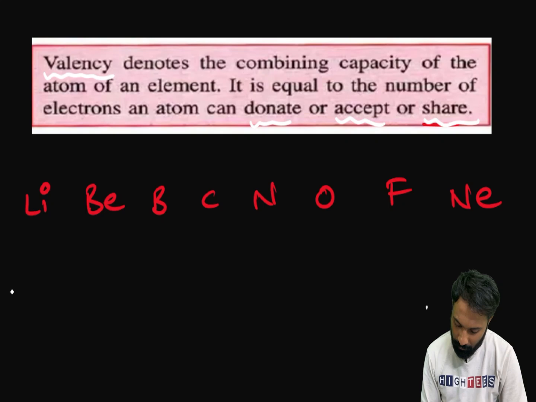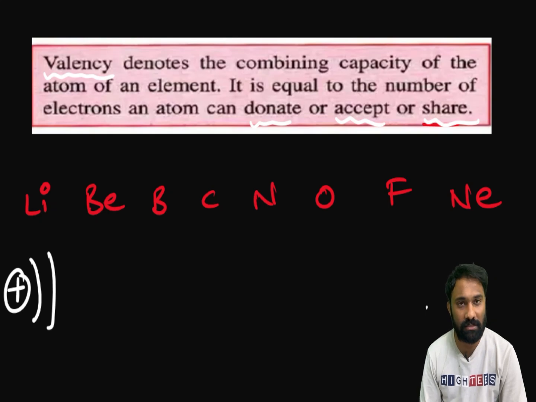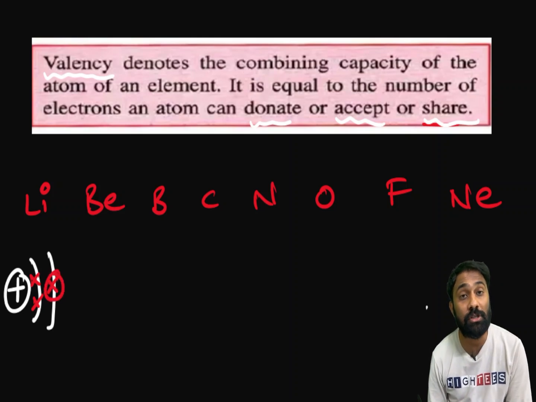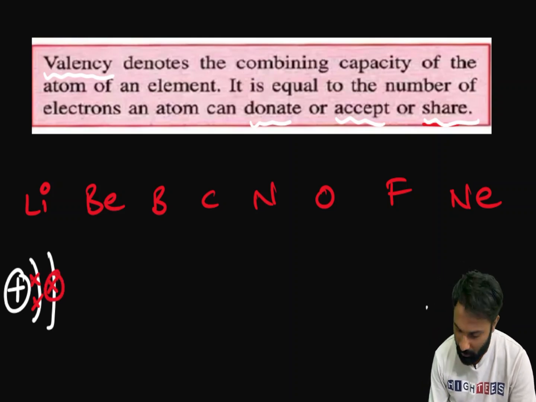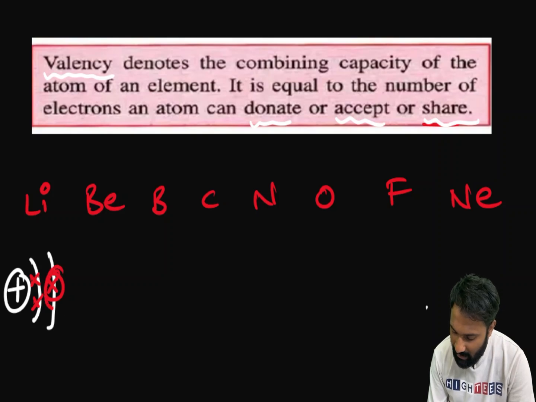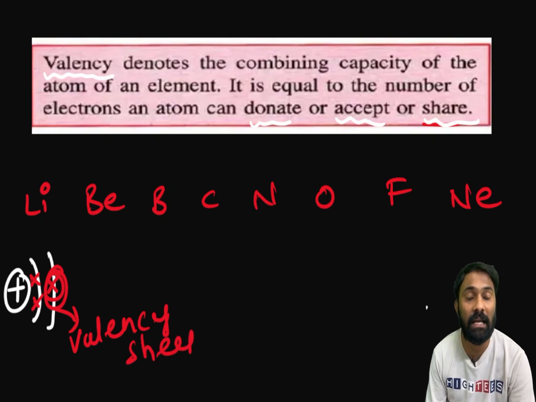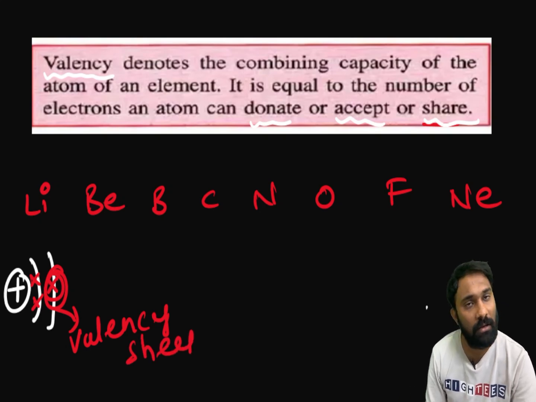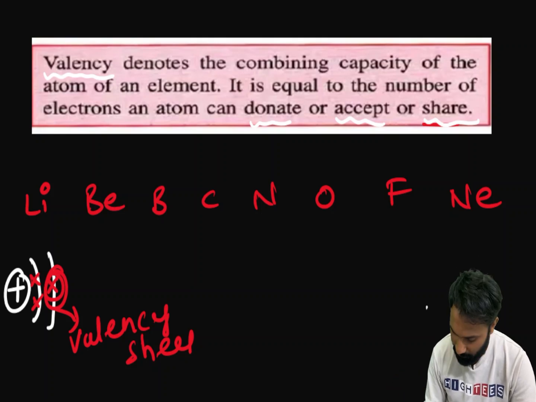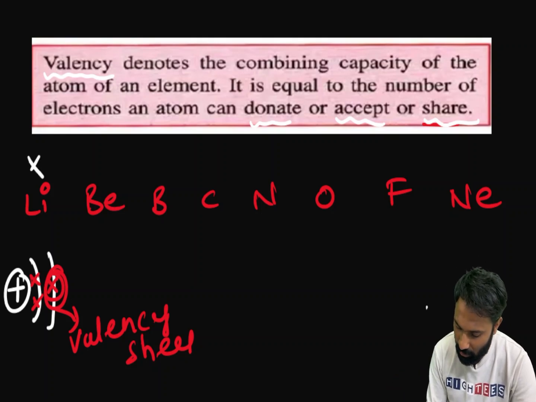So lithium, this is the nucleus of lithium. How many shells does lithium contain? 2 shells, right? Because one is K and one is L. K can accommodate 2 and L can accommodate 1 electron. So the outermost shell is the valency shell. For lithium, this is the valency shell, right? In this valency shell, how many electrons are there? That many electrons are the valency electrons for the respective atom or element. For lithium, only 1 electron is present in the valency shell.